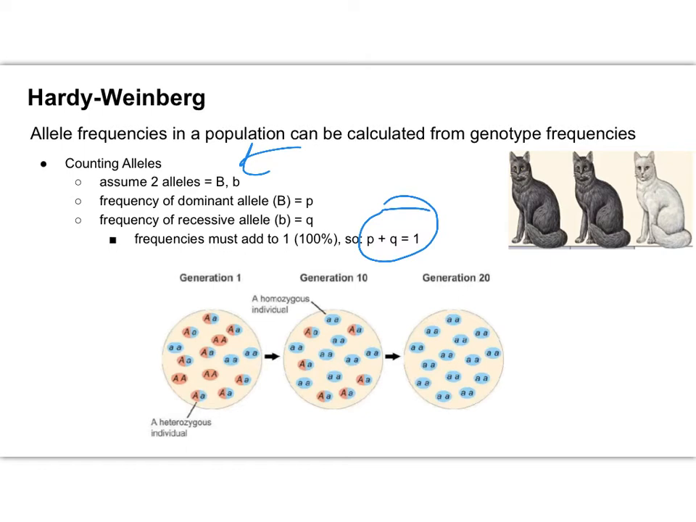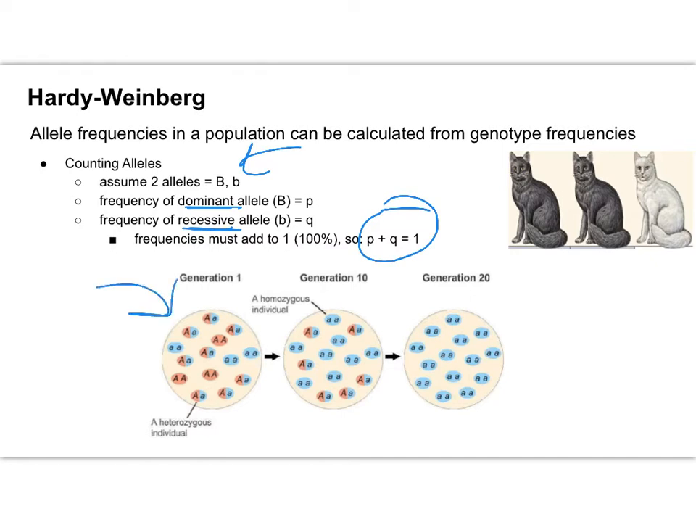So the P is the frequency of our dominant allele. So really that just means how often does that dominant allele show up. And the Q is the frequency of the recessive allele. So P is dominant and Q is recessive. And they're going to add up to 1, right? Because 100% of our genes are either going to be recessive or dominant.